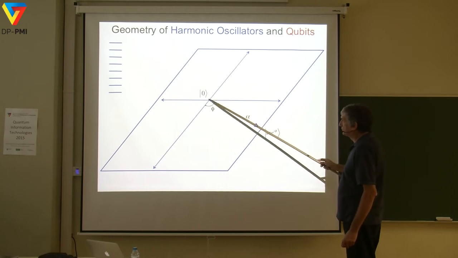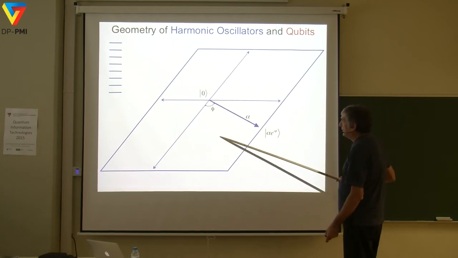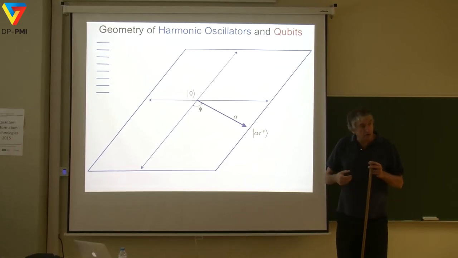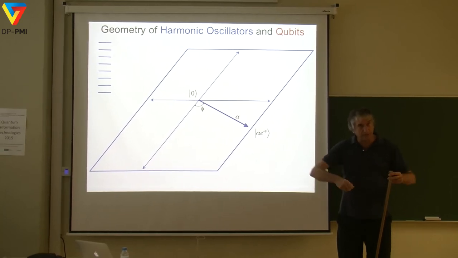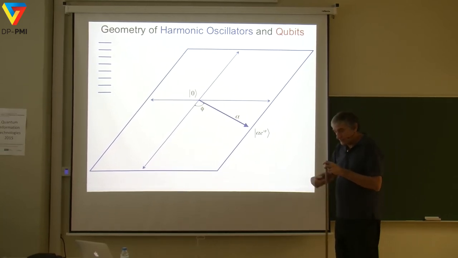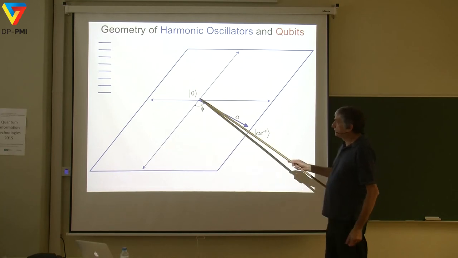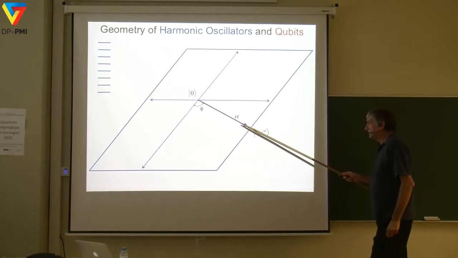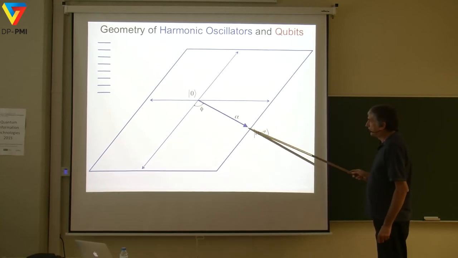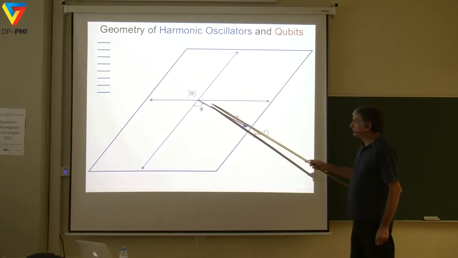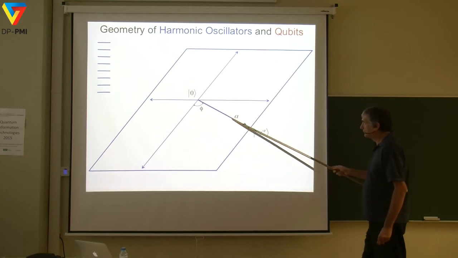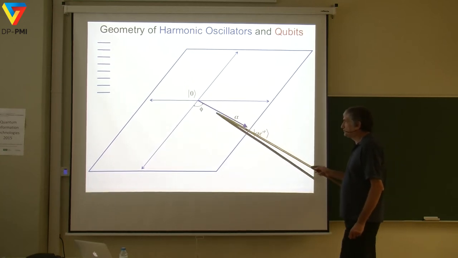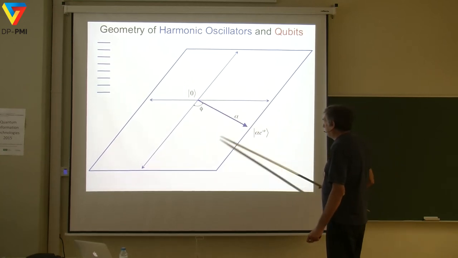It's initially in the ground state. This is a plane. And then as we start driving the harmonic oscillator by pushing it, on resonance, it'll start to oscillate back and forth. And we describe this by an alpha, which is the total amplitude of the drive. And depending on the phase of the drive, alpha would be anywhere here.